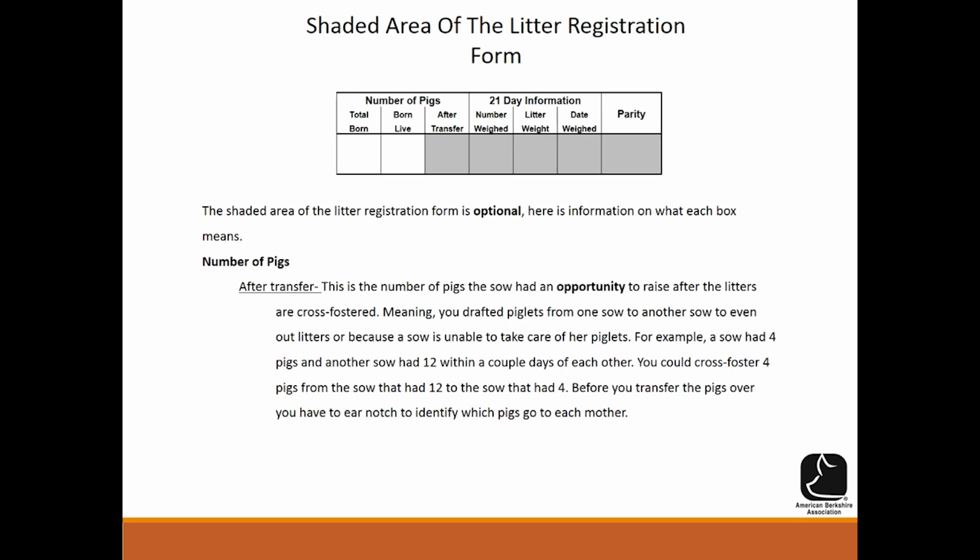This is the number of pigs the sow had an opportunity to raise after the litters are cross-fostered, meaning you drafted piglets from one sow to another sow to even out litters, or because a sow is unable to take care of her piglets. For example, a sow had 4 pigs and another sow had 12 within a couple of days of each other. You could cross-foster 4 pigs from the sow that had 12 to the sow that had 4. Before you transfer the pigs over, you have to ear notch to identify which pigs go to each mother.